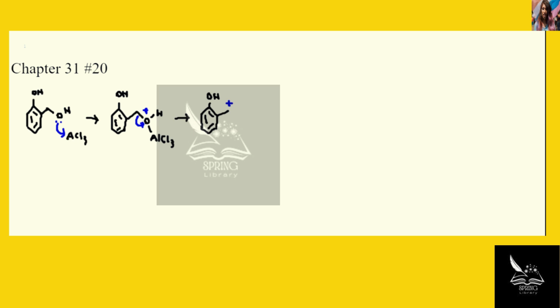So what can happen here now is this carbocation can be attacked by the electrons of one of these double bonds. So that's going to look like this. So that gets us to here.